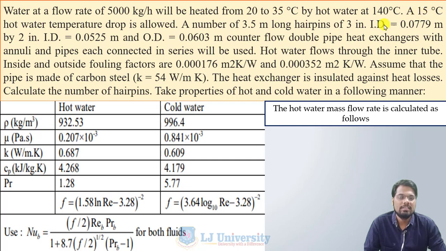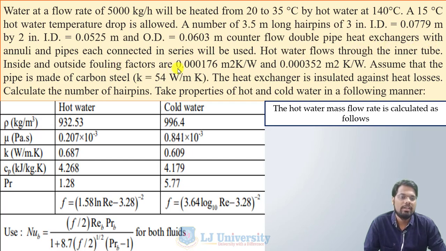A 15 degrees Celsius hot water temperature drop is available. So TH2 would be 140 minus 15. A number of 3.5 meter long hairpins of 3 inch ID, 3 inch means inner diameter, suppose 0.0779 meter, by 2 inch ID 0.0525 meter and outer diameter 0.0603 meter, counterflow double pipe heat exchanger with annulus and pipes each connected in series will be used. So hot water flows through the inner tubes.